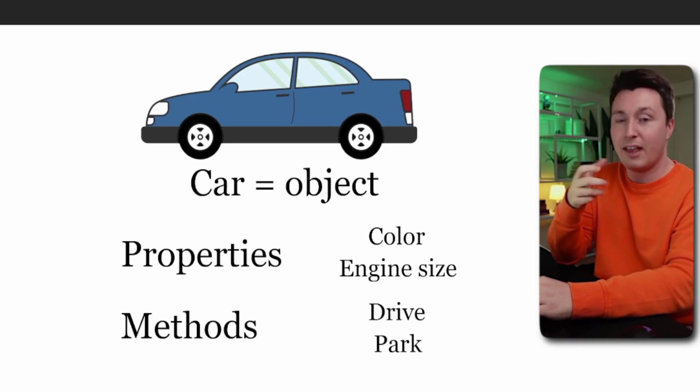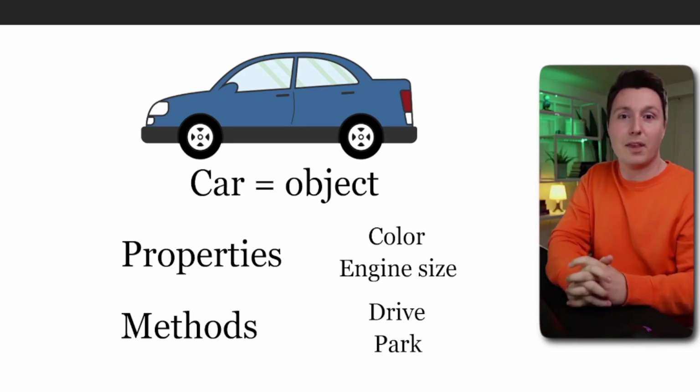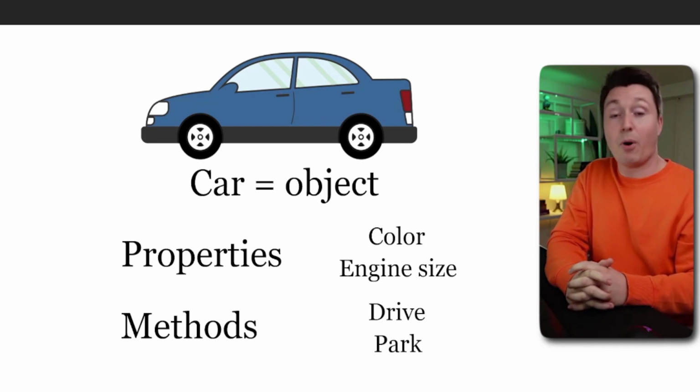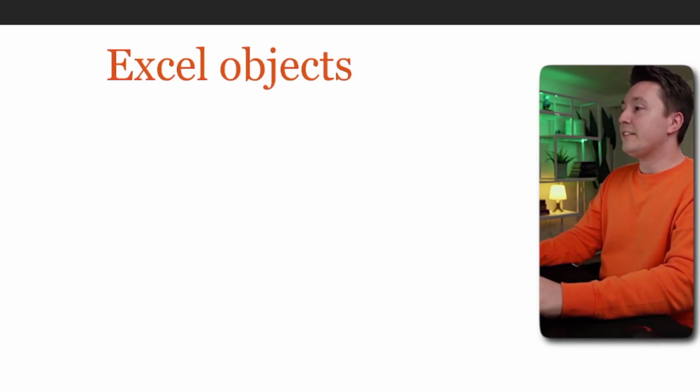And there are methods that obviously the car can drive, that's a method, and it can park, that's a method. It can probably also explode, that would also be a method. So let's use Excel terms for this instead.